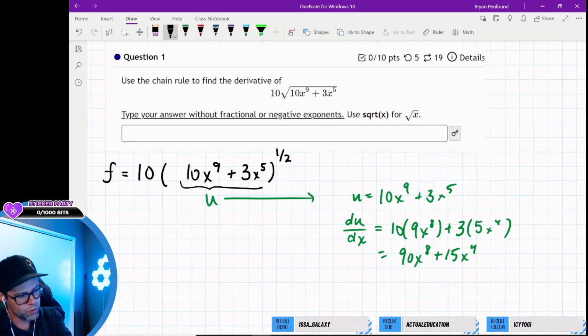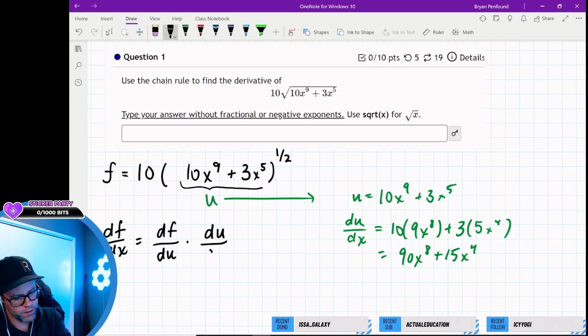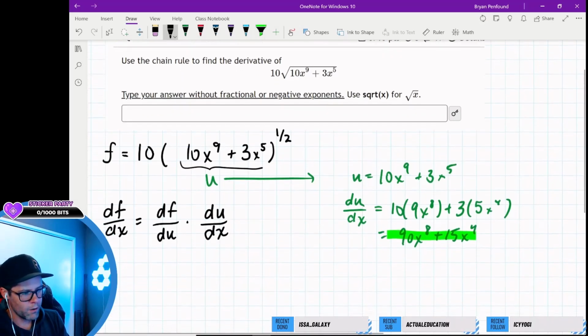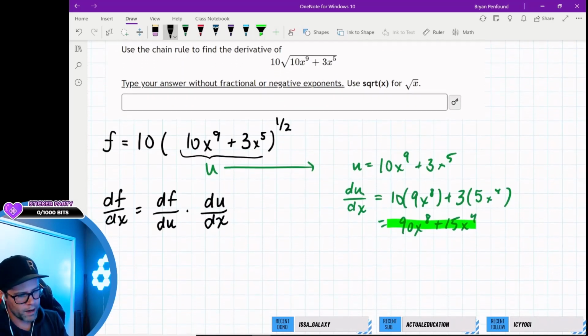So if I want to find the derivative of f with respect to variable x, I can take the derivative of f with respect to variable u and then multiply by the derivative of u with respect to x. We already have that second piece. It's right here. So what we need to figure out is the derivative of f with respect to u. So let's rewrite f in terms of u. So we have 10u to the 1/2.